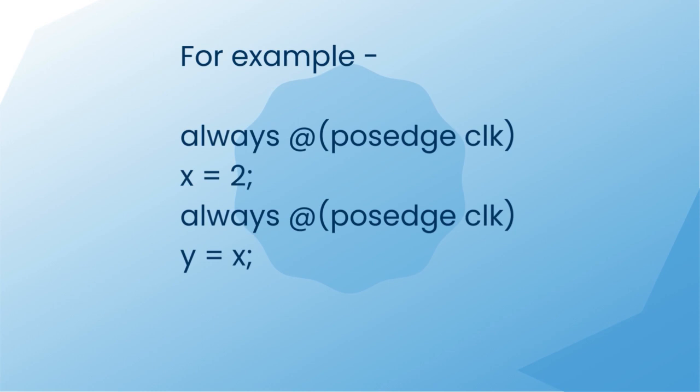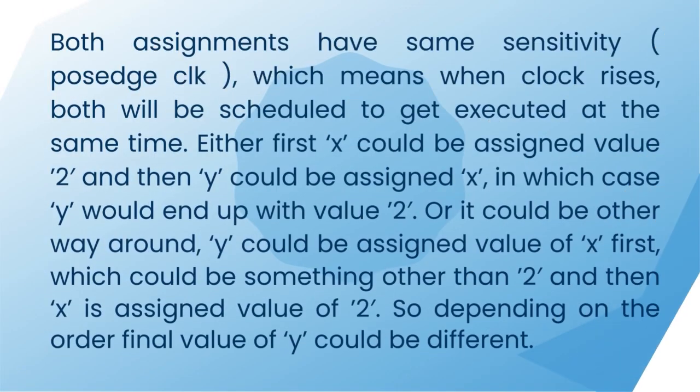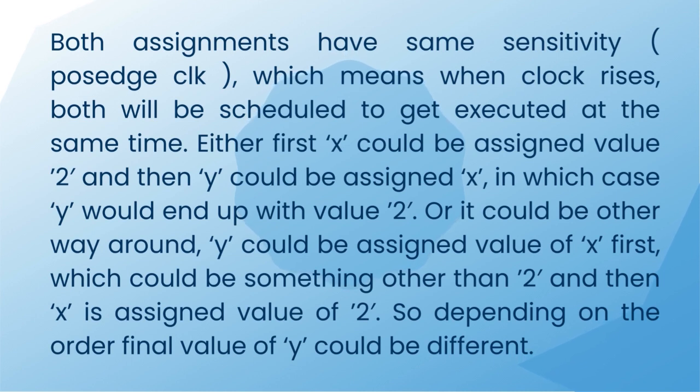For example, always at posedge clock x equal to 2, always at posedge clock y equal to x. So here at t equal to 0, we are assigning x equal to 2 and then y equal to x. So both assignments have the same sensitivity, posedge clock, which means when the clock rises, both will be scheduled to get executed at the same time. Either first x could be assigned the value 2 and then y could be assigned x, in which case y would end up with value 2, or it could be the other way around. So it will create a race condition.